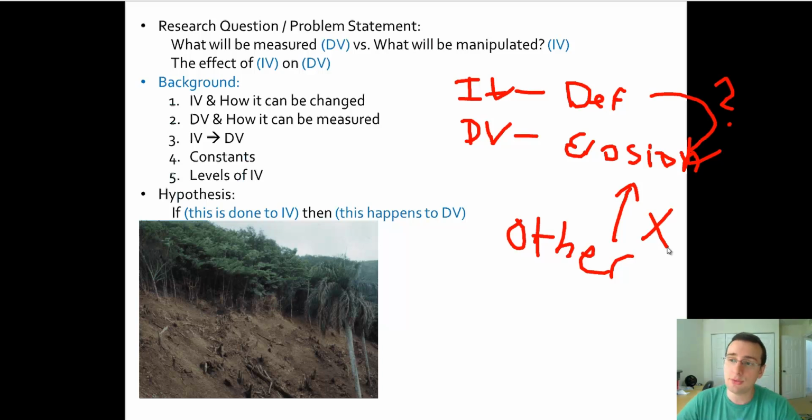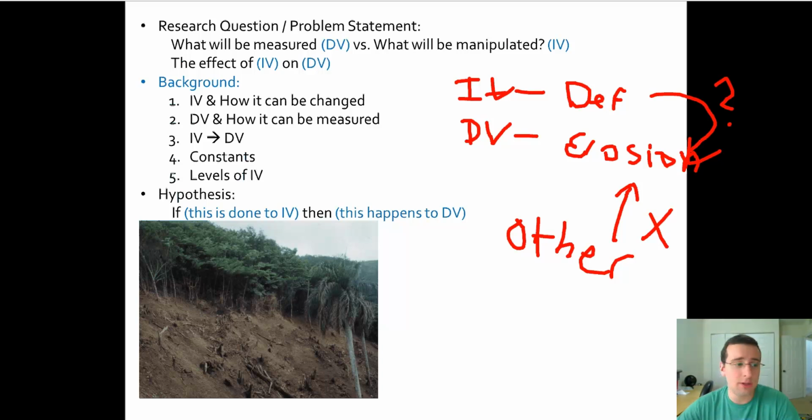So I've got to know everything there is to know about these other variables and how these variables could possibly affect erosion, and I have to write about it in my background. Then I'm also going to research how the levels of the independent variable can affect the dependent variable. Is a little bit of deforestation worse or better than a lot of deforestation? Do you see where I'm going there?